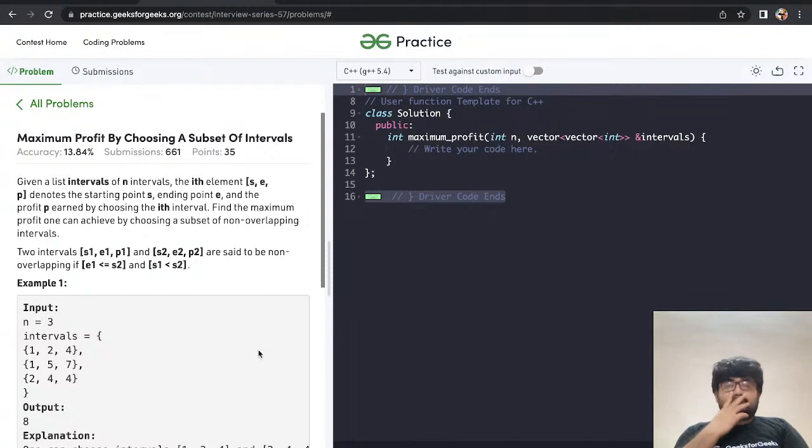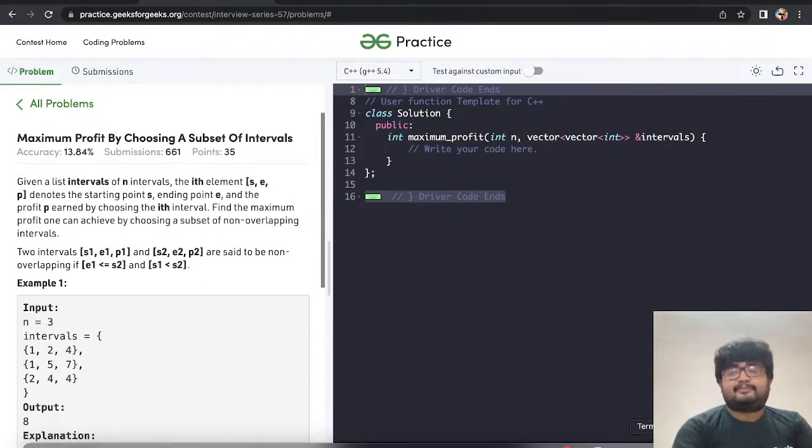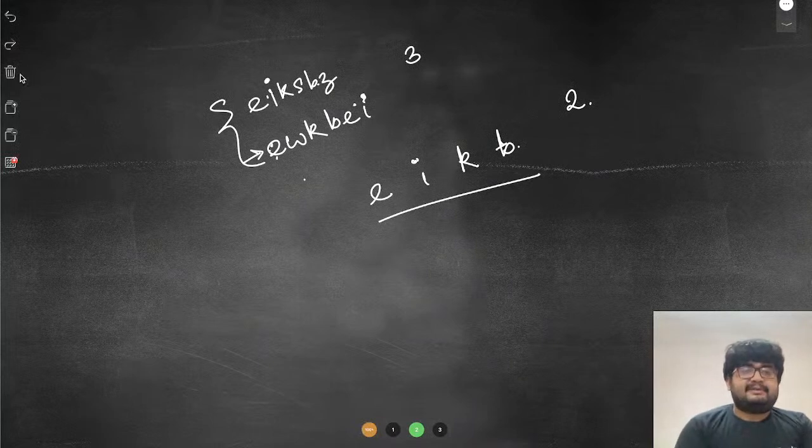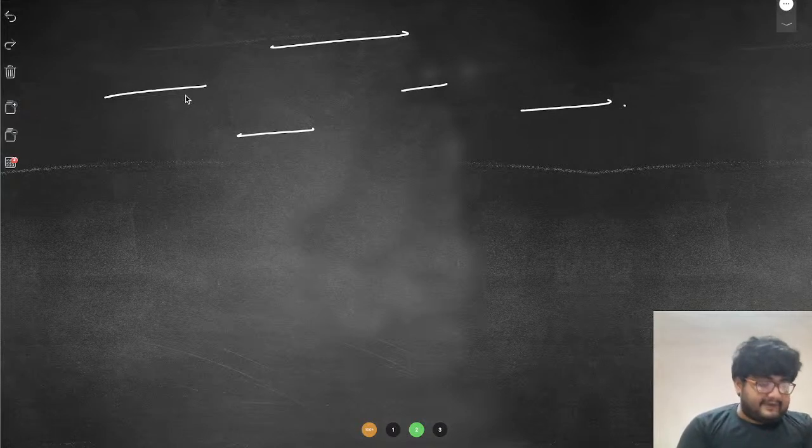All right. So let's go to the last problem. The problem is, you are given a list of n intervals. The ith element S, E, P denotes the starting, ending, and the profit P earned by choosing the ith interval. Find the maximum profit one can achieve by choosing a subset of non-overlapping intervals. So we have intervals given to us and some profit with them. It's something like we are given some intervals like this. Let's say there are some intervals like this, and each of them has some profit associated with it.